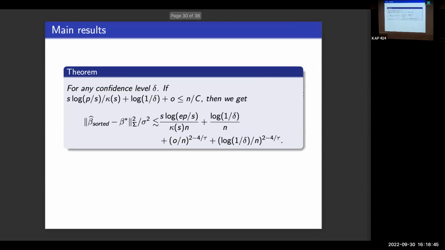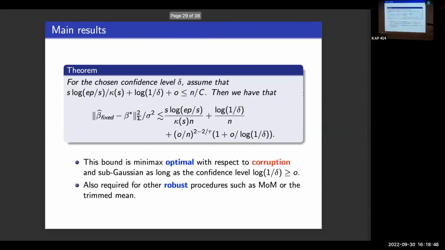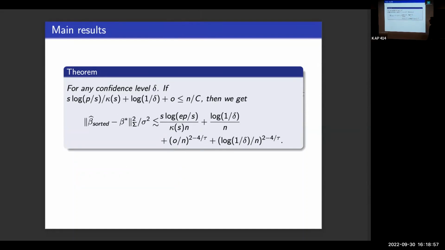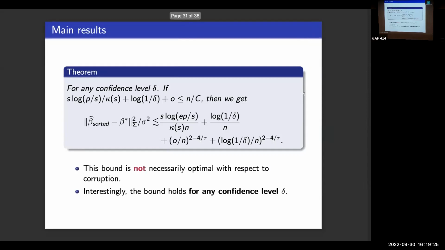The other one that I find quite interesting is the one where you don't fix the level. Remember that the fixed one depended on the confidence level. The other one, the sorted one, does not depend on the confidence level. It's a sorted penalization method. And for any confidence level, you get this. That's not just for one specific delta, it's more general, for any delta. The problem is the dependence on the corruption is no longer optimal, because rather than having 2 minus 2 over tau, we have 2 minus 4 divided by tau. So it's suboptimal in terms of the dependence on the fraction of outliers, but it works for any delta. It's a pretty intriguing result, that behavior.